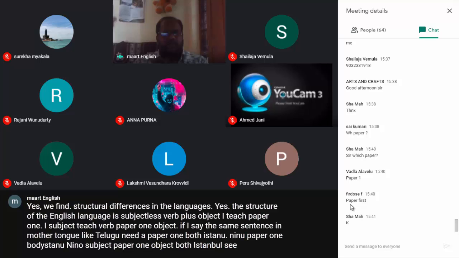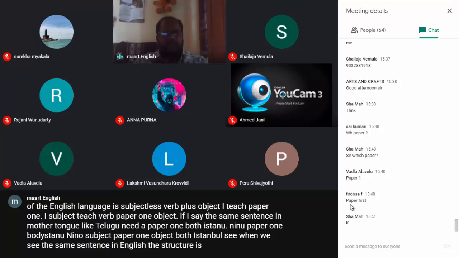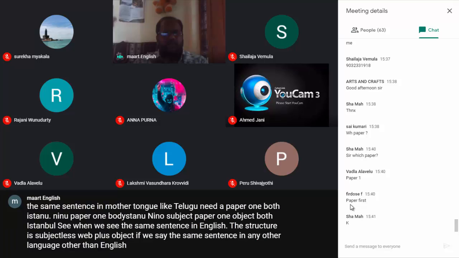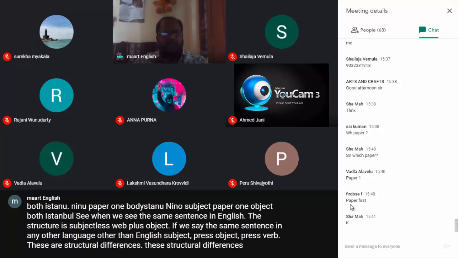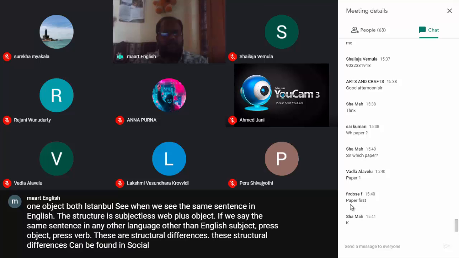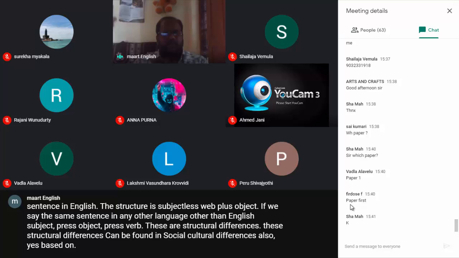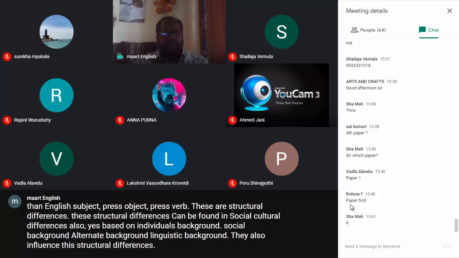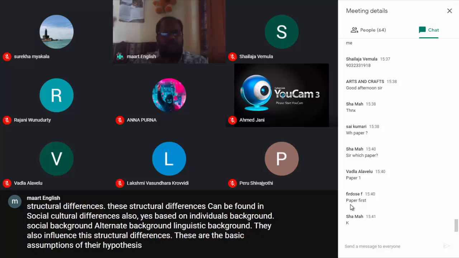See, when we say the same sentence in English, the structure is subject plus verb plus object. If we say the same sentence in any other language other than English, it is subject plus object plus verb. These are structural differences. These structural differences can be found in socio-cultural differences also, based on individuals' social background, cultural background, linguistic background. They also influence the structural differences. These are the basic assumptions of their hypothesis. This hypothesis can be called the Sapir-Whorf hypothesis.